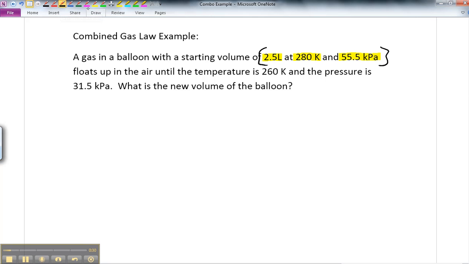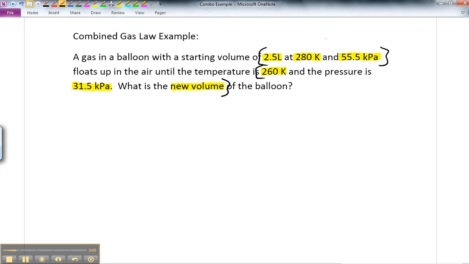And then we are going to highlight the rest of the things in here. For example, 260 Kelvin and the new pressure is 31.5 kPas. Now they want to know what the new volume is. So those are all going to be grouped together.